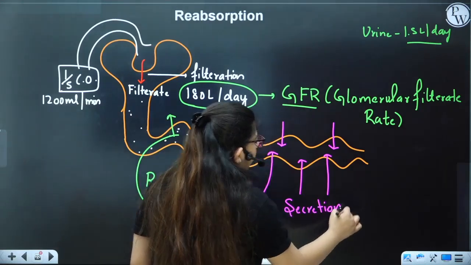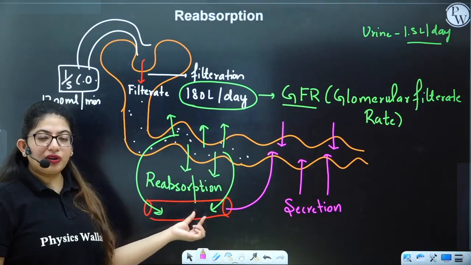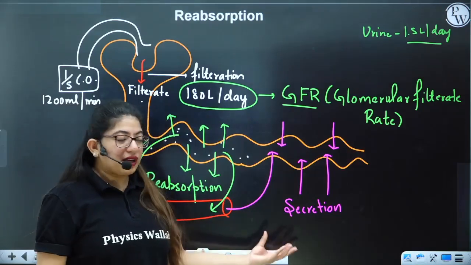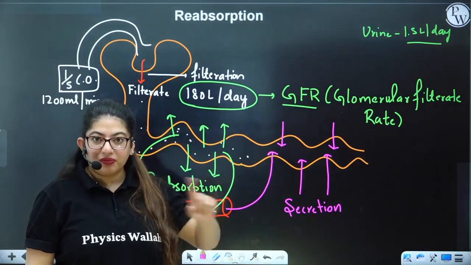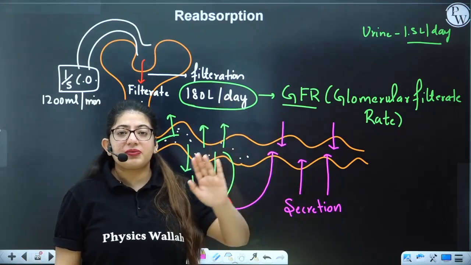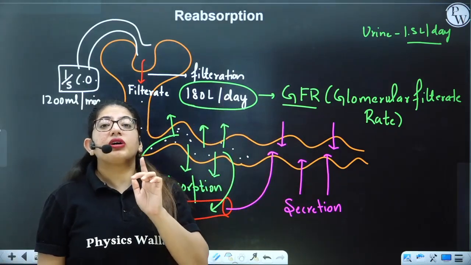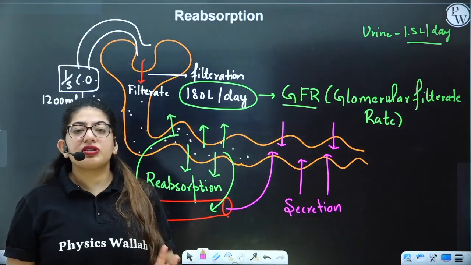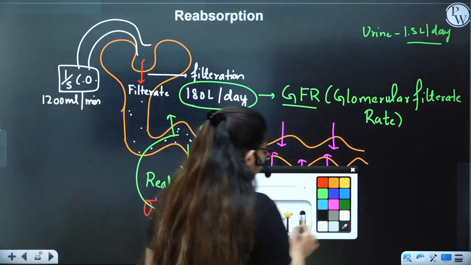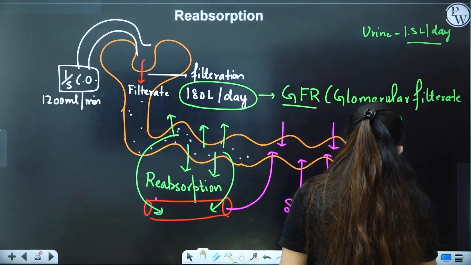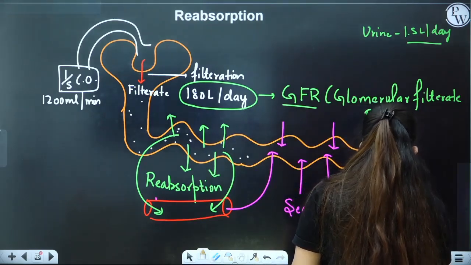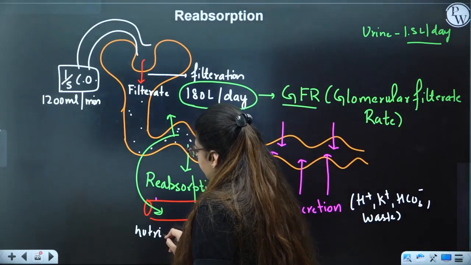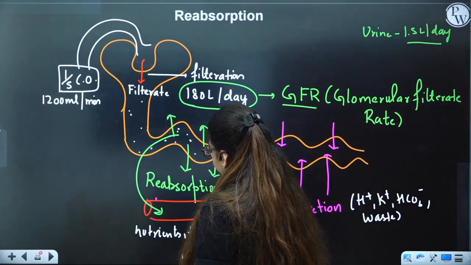So make sure you understand the arrows. Here the things coming out from the tubules, giving back to the blood, is reabsorption. But from blood giving to the tubules is secretion. So these three basic steps help in the production of urine, and they are very important. Secretion usually involves ions, as I've told you, H+ ions, potassium ions, HCO3- and other waste, whereas reabsorption involves nutrients and basically water.